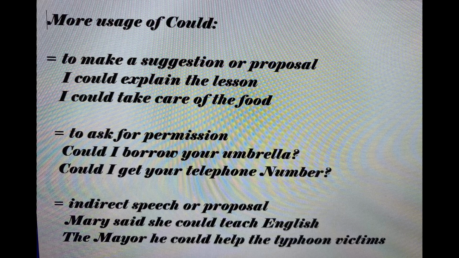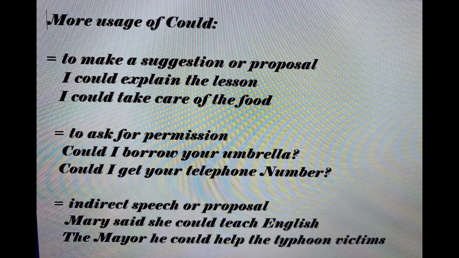So here are the more usage of could. So pwede natin gamitin ang could to make a suggestion or proposal. For example, I could explain the lesson. I could take care of the food. Dito, pwede mo namang gamitin ang can, like I can explain the lesson. I can take care of the food.